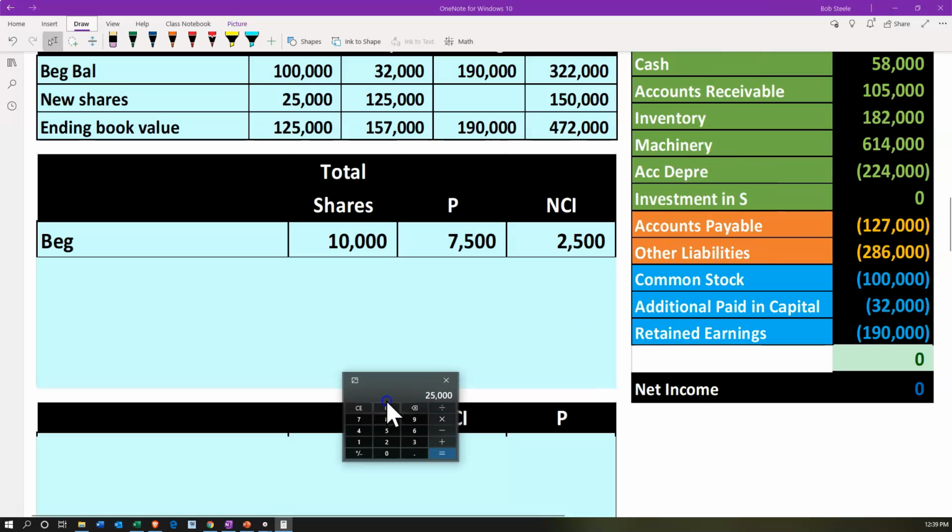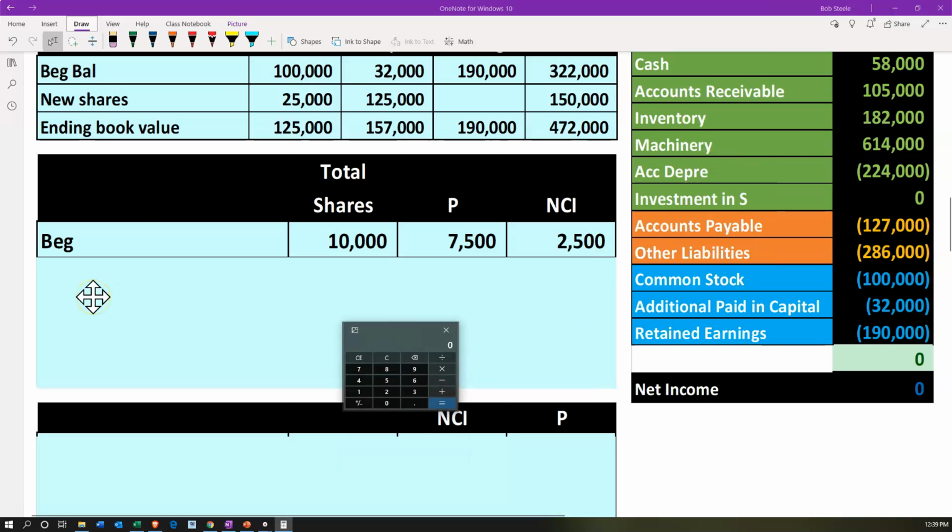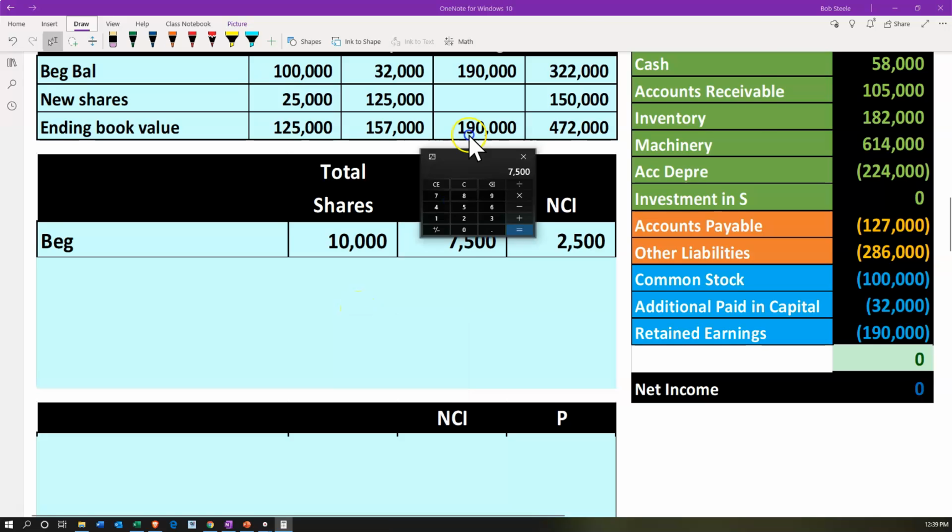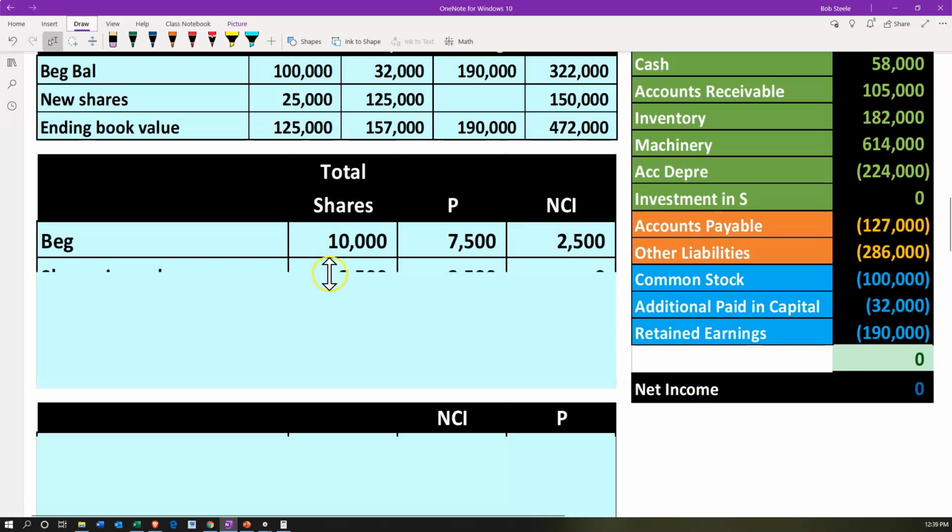So then before this current activity happened, we had a 75-25 breakout. 75%, 10,000 times 0.75 is 7,500, and 25%, 2,500, that is going to P and the non-controlling interest, or controlling and non-controlling interest. Then we have the shares that are going to be issued. So the shares that were issued were another 2,500. That's going to be increasing the total number of shares.